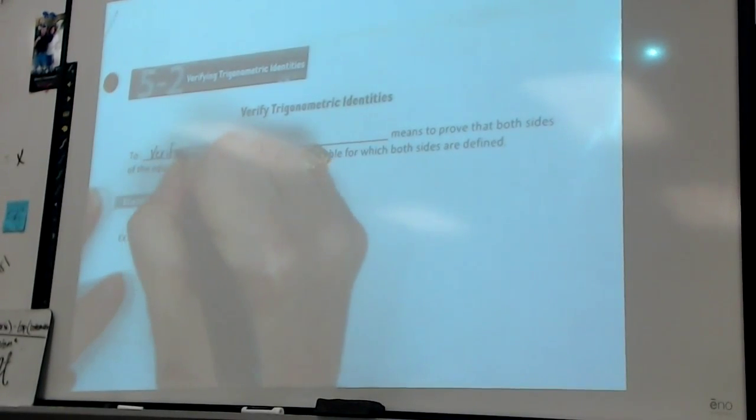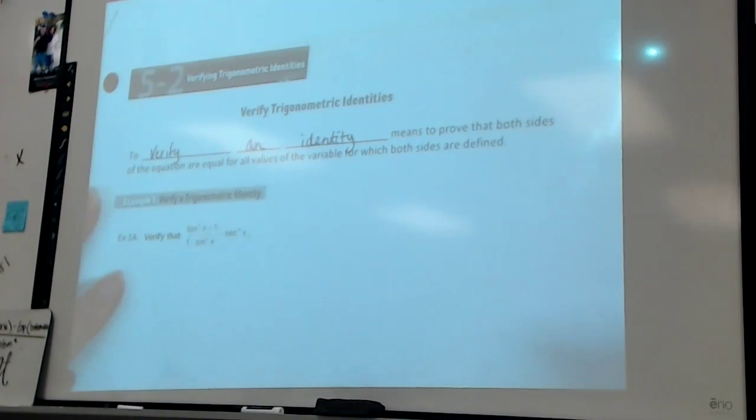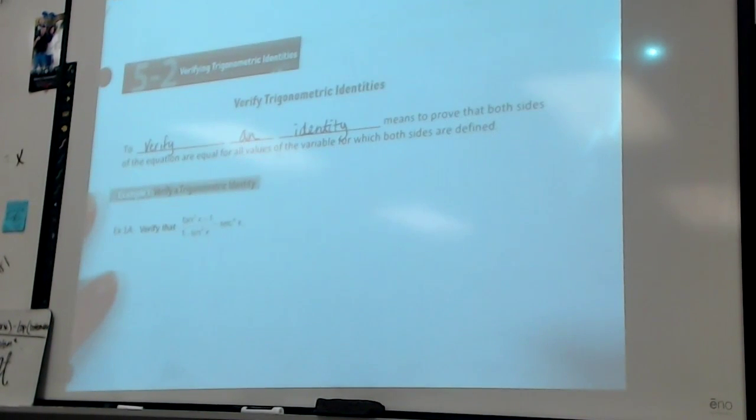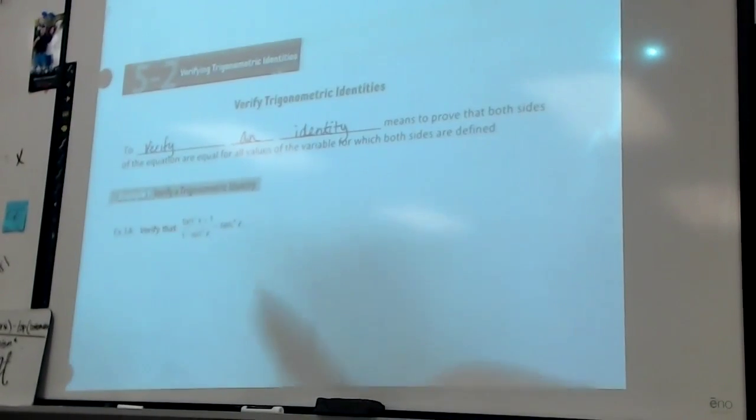To verify an identity means to prove that both sides of the equation are equal for all values of the variable for which both sides are defined. So basically what that means is you're given the answer, so to speak, okay?